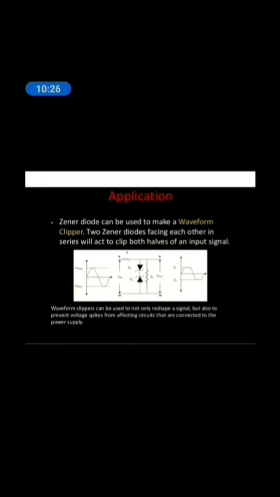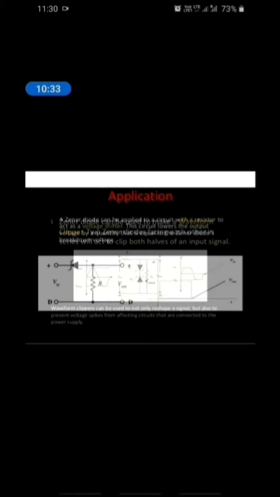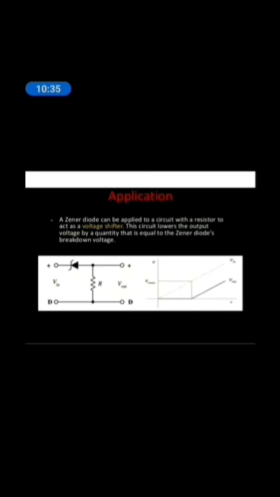Zener diode can be used to make a waveform clipper. Next application is a Zener diode can be applied to a circuit with a resistor to act as a voltage shifter.